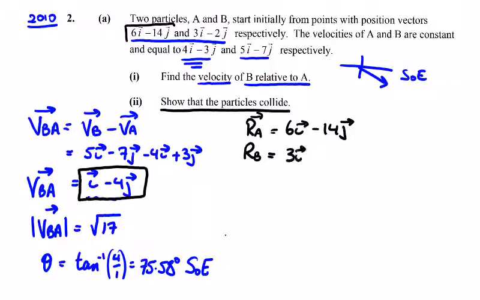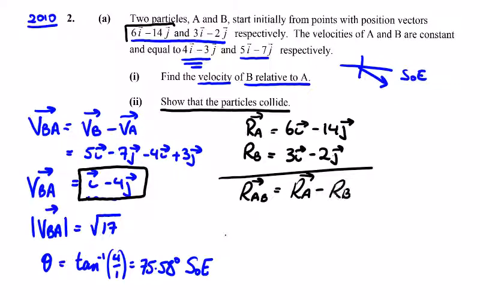So 3i minus 2j is B, so the relative position of A relative to B is going to be equal to the relative position of A minus the relative position of B, which is equal to 6 minus 3, which is 3i, and minus 14 minus minus 2 is plus 2, minus 12j, which is equal to 3 times i minus 4j. Therefore they collide.